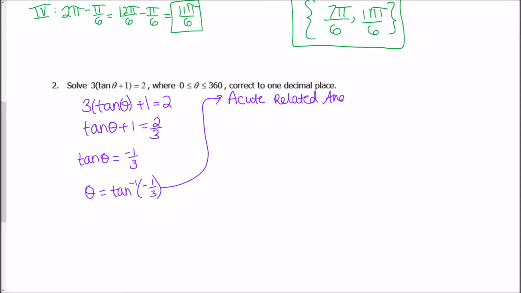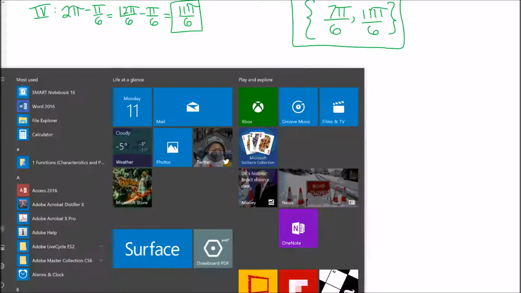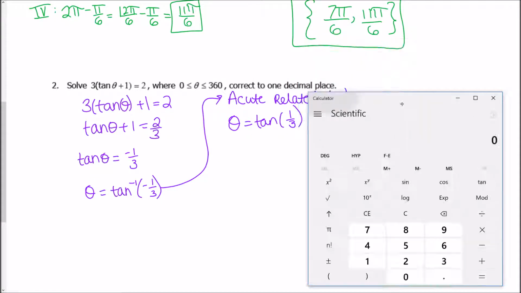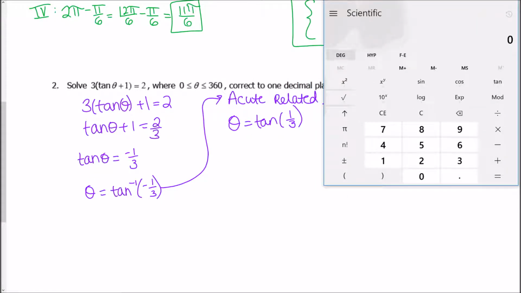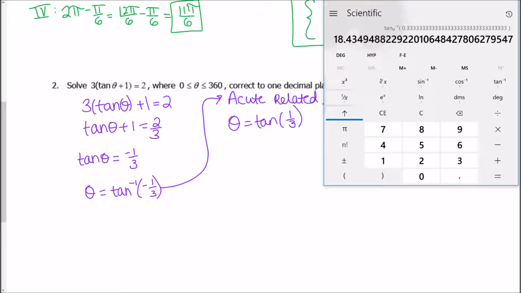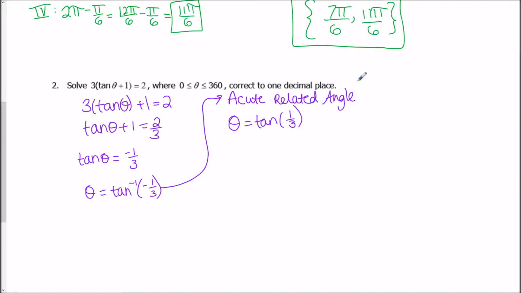To find the acute related angle, we know that we're going to look for where theta is equal to tan of positive 1/3. When you do this in your calculator, please make sure that your calculator is in degrees. So if you look right here, I am in degrees. So I'm going to take the inverse tangent of 1/3, and I end up getting about 18.4 degrees, and it says correct to 1 decimal place. So my related acute angle is 18.4 degrees. Again, just a reminder that this is the acute angle, not the actual solution.